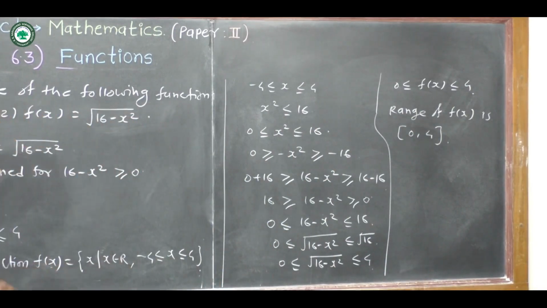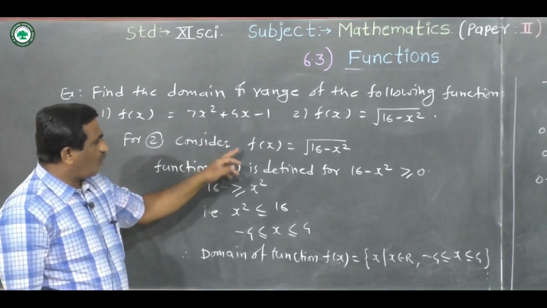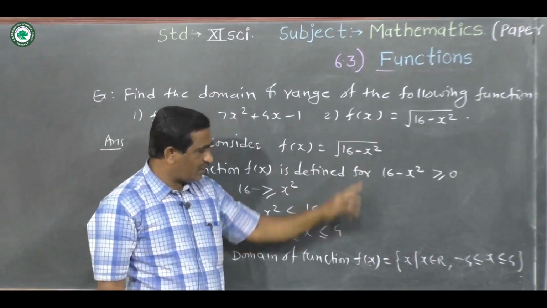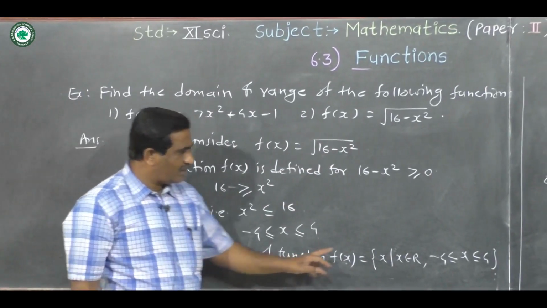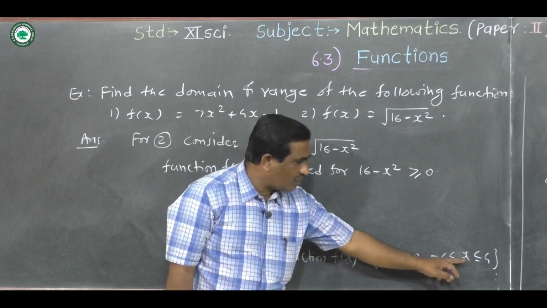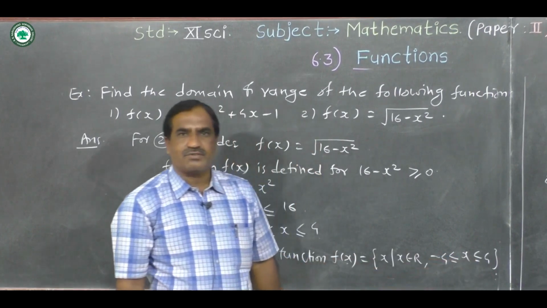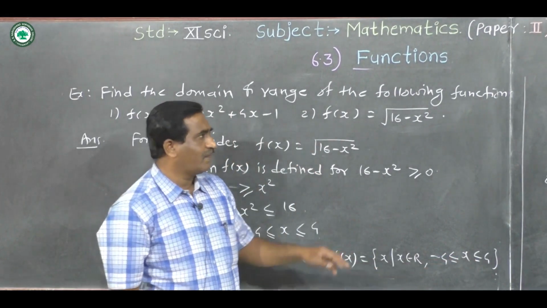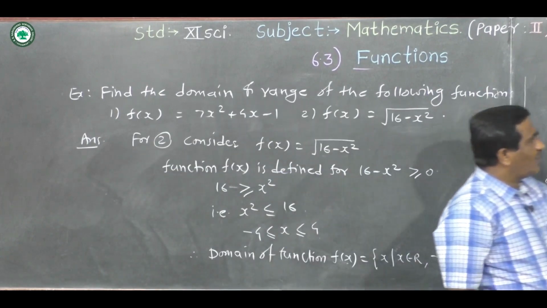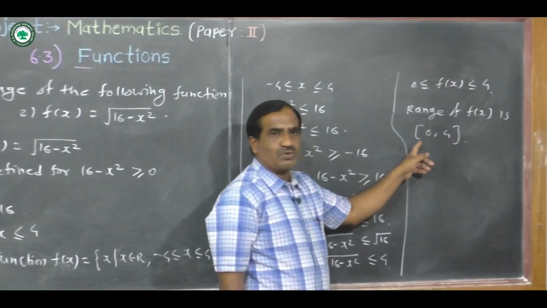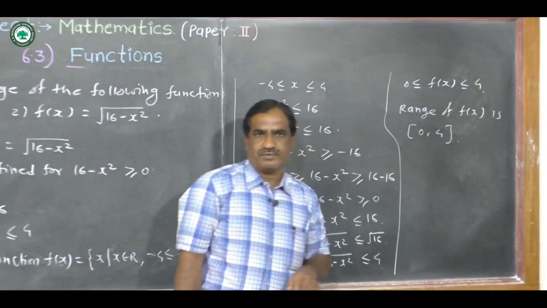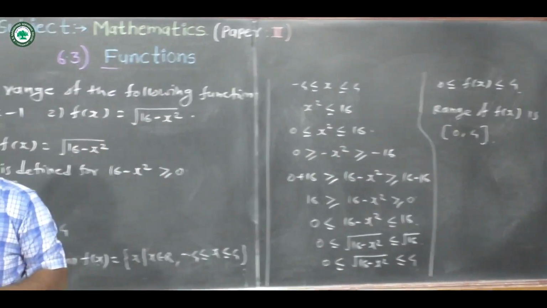Now this is the domain of the function. The domain of the function is minus 4 less than or equal to x less than or equal to 4, that is, closed interval minus 4 to 4, and the range of the given function f of x is the closed interval 0 to 4. Okay, so this is the answer for this example.